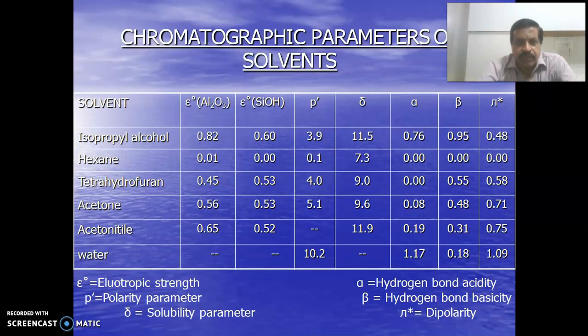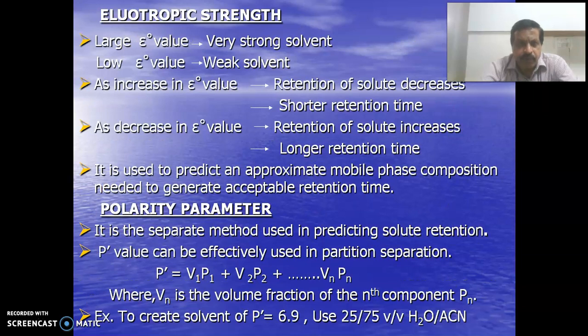The chromatographic parameters of the solvents. Suppose you are using isopropyl alcohol, then you need to know its eluotropic strength, polarity, and solubility parameter. Then hexane, you can use tetrahydrofuran, acetone, acetonitrile and water, mainly based upon their hydrogen bonding acidity, hydrogen bonding basicity and even dipolarity. And it also depends upon the eluotropic strength.